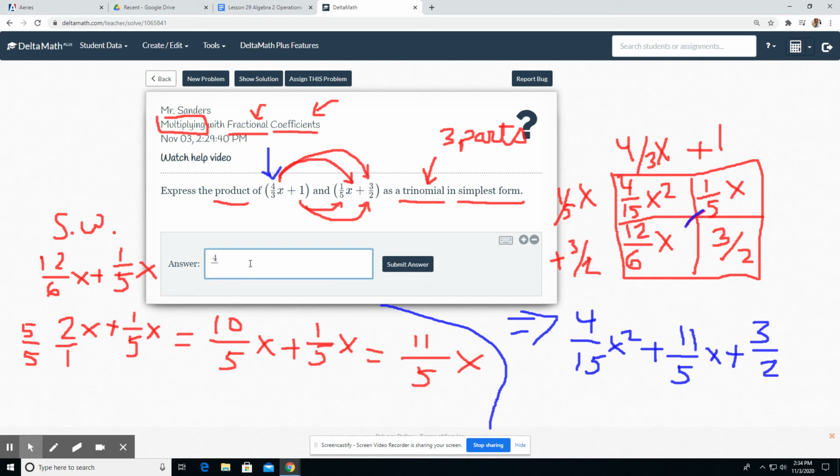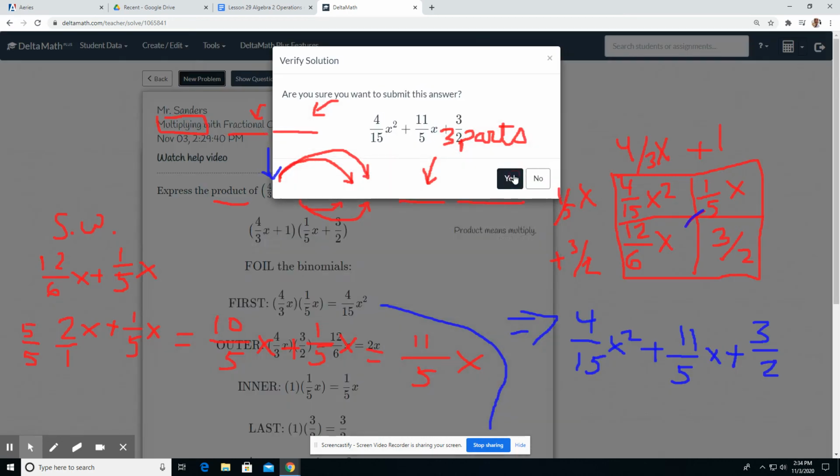4 divided by 15 x squared plus 11 divided by 5x plus 3 divided by 2. And everything looks good. Got it.